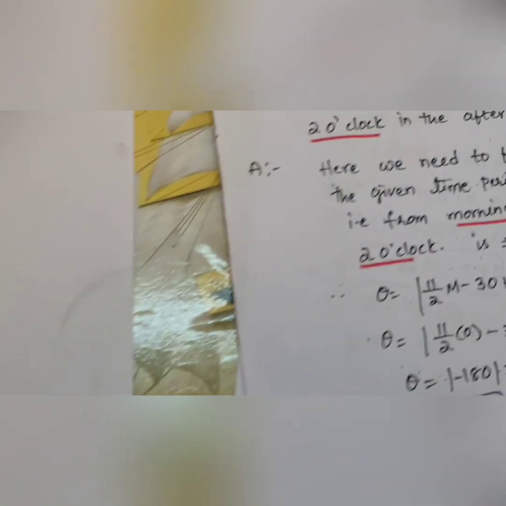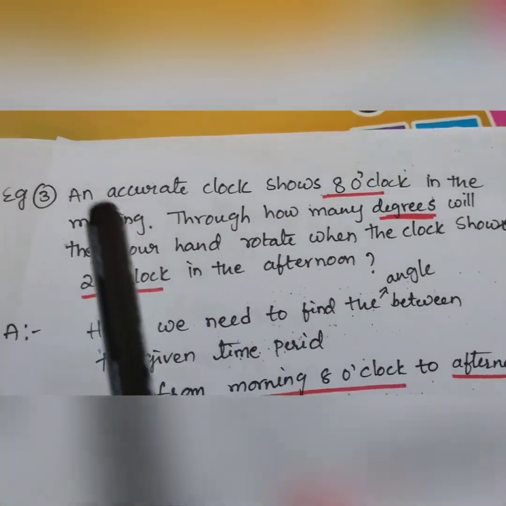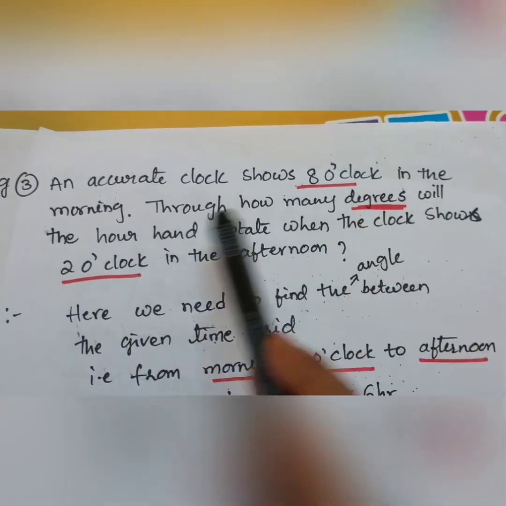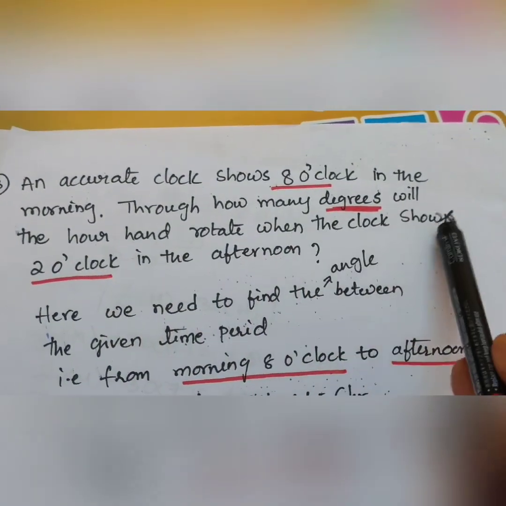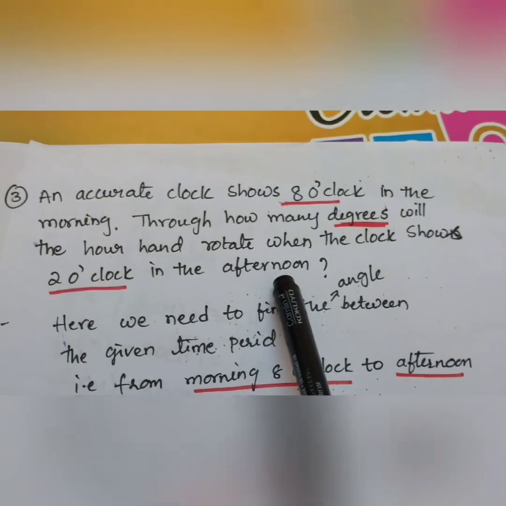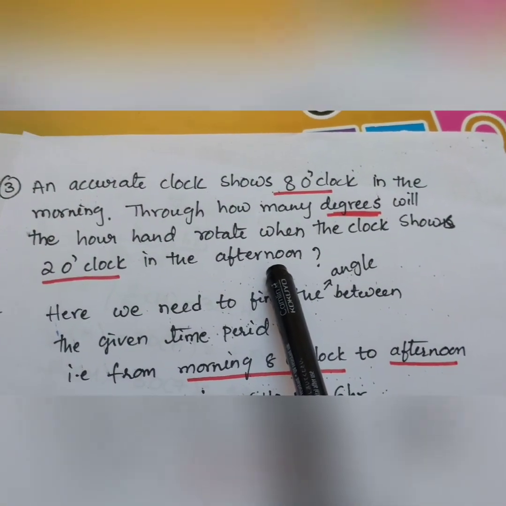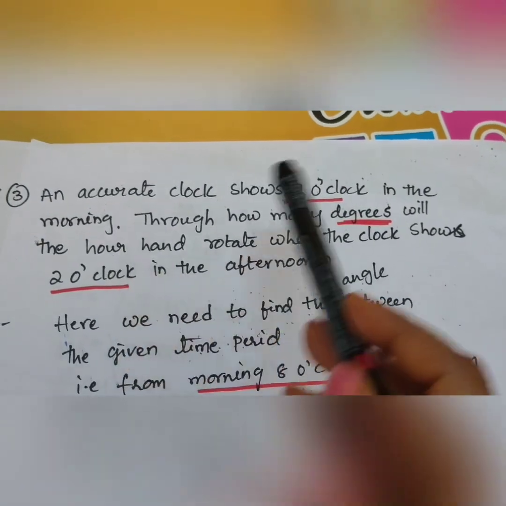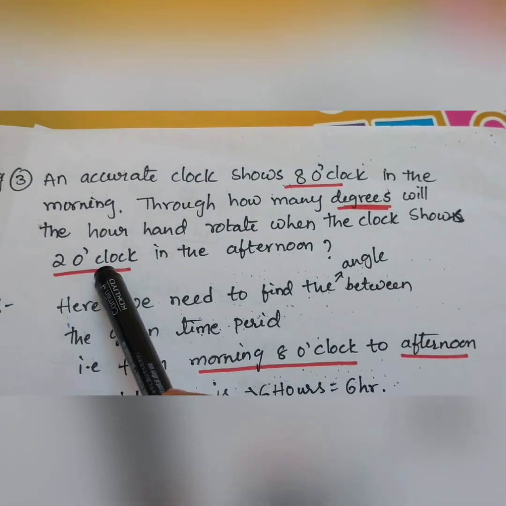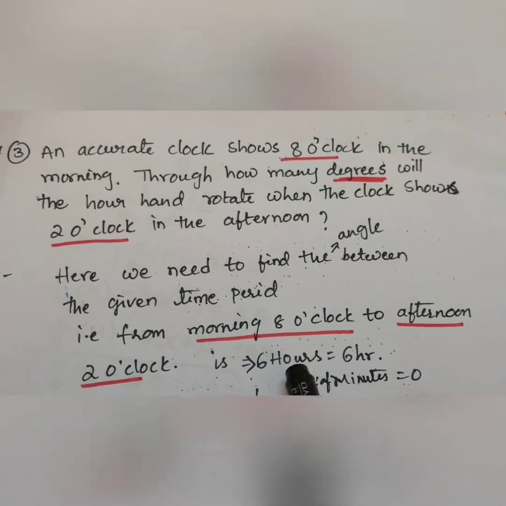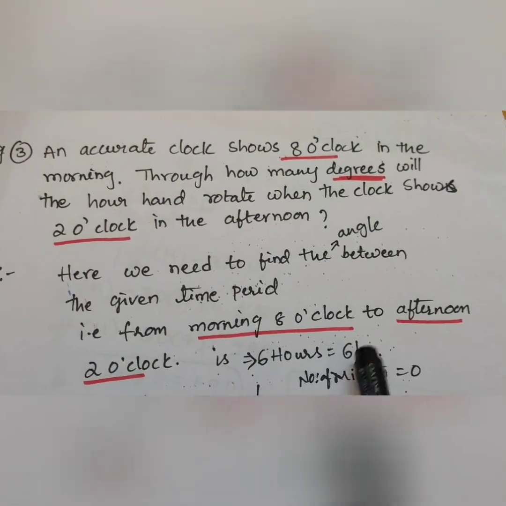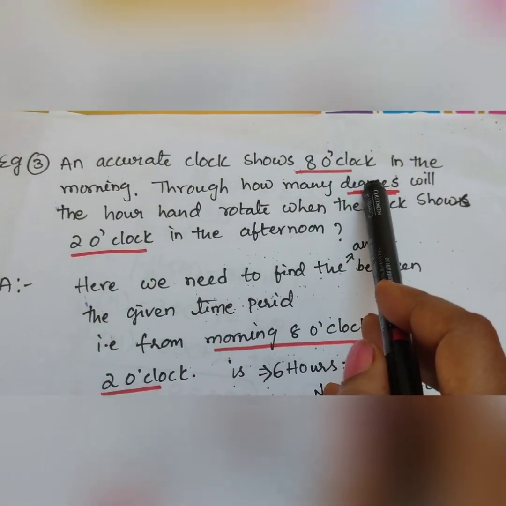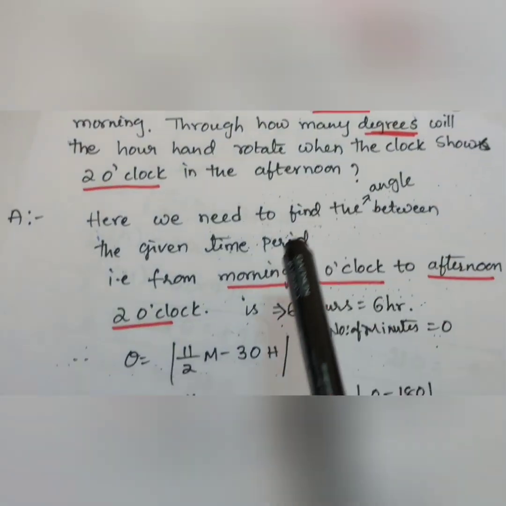Coming to the next problem, see here: an accurate clock shows 8 o'clock in the morning. Through how many degrees will the hours hand rotate when the clock shows 2 o'clock in the afternoon? First, try to understand the question. He has given a time period from morning 8 to afternoon 2 o'clock. What is the time period from 8 to 2? 6 hours. So here time is given. He is asking to find the degrees, that is, the angle made by the hands. So you need to find theta here.